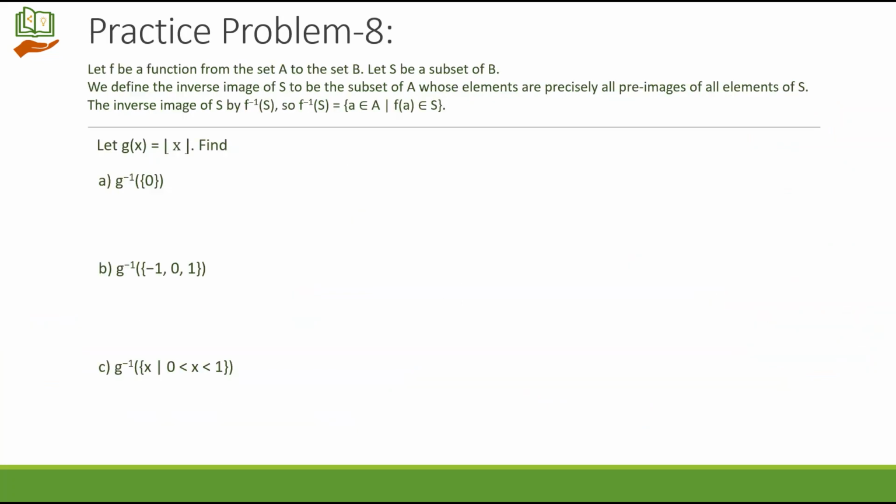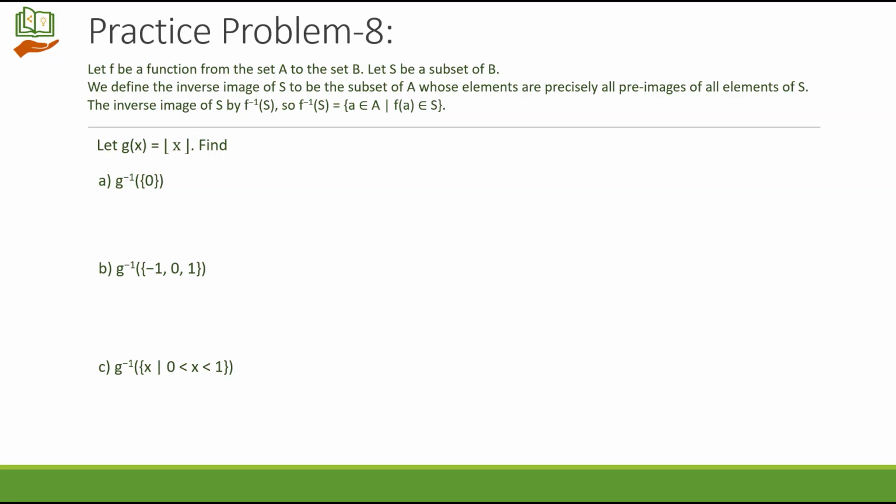Next problem. Let f be a function from the set A to the set B. Let S be a subset of B. We define the inverse image of S to be the subset of A whose elements are precisely all pre-images of all elements of S. The inverse image of S is denoted by f inverse of S. So f inverse of S is equal to the set of a that belongs to set A such that f of a belongs to set S. So they have given a function with floor of x.